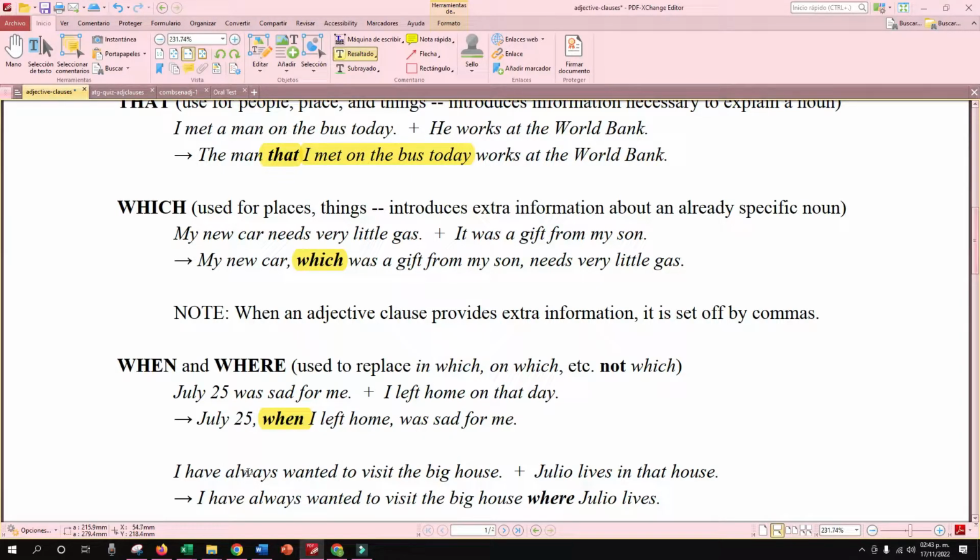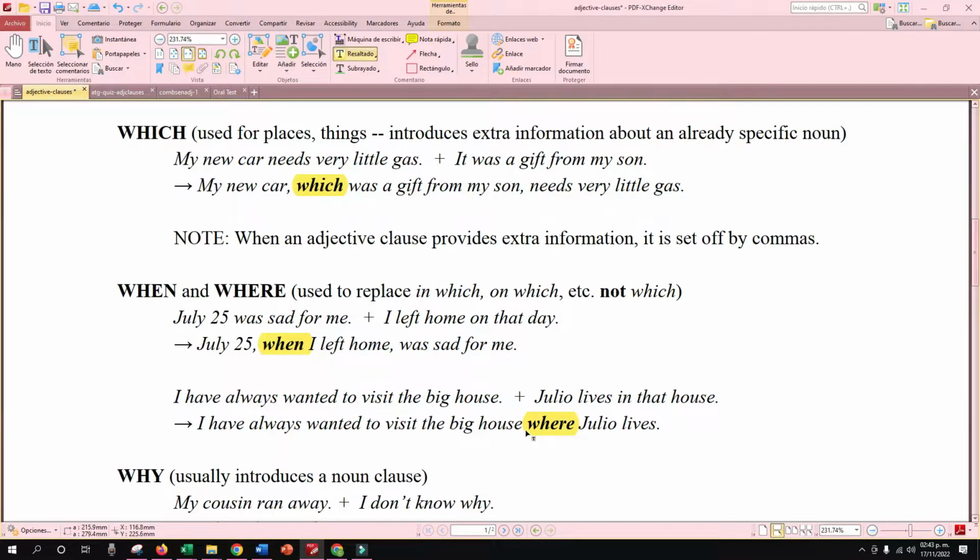Or, I have always wanted to visit the big house, because Julia lives in that house. If you want to combine both sentences, you can say, I have always wanted to visit the big house where Julia lives. So where, in this case, talks about a place, the big house. So you're combining both sentences, right?